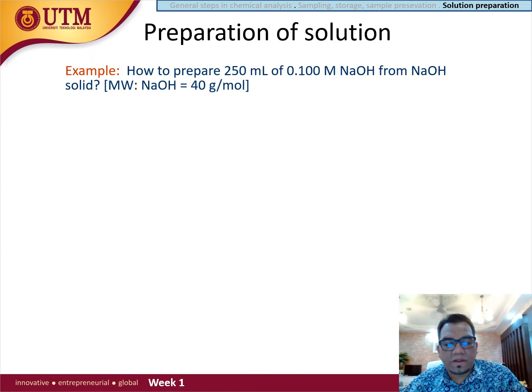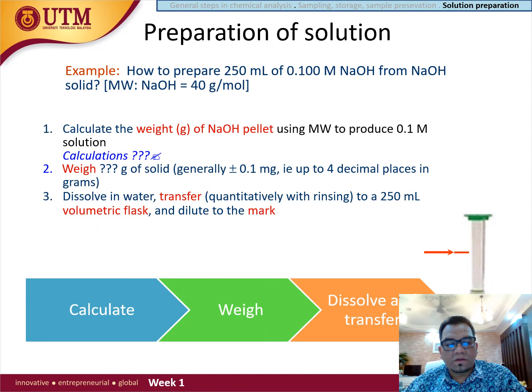So how to prepare a solution? For example, how to prepare 250 ml of 0.1 molar sodium hydroxide from sodium hydroxide solid, given that the molecular weight of sodium hydroxide is 40 gram per mole. The first one, you need to calculate the weight of the sodium hydroxide pellet using the molecular weight to produce 0.1 molar. Then you weigh it. After you calculate exactly how many gram of the sodium hydroxide you need to take, generally plus minus 0.1 milligram, up to 4 decimal places in gram, we just weigh the pellet.